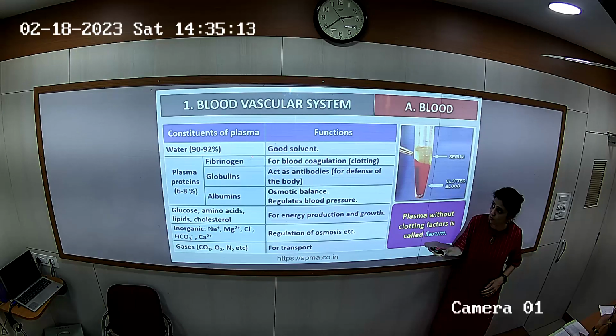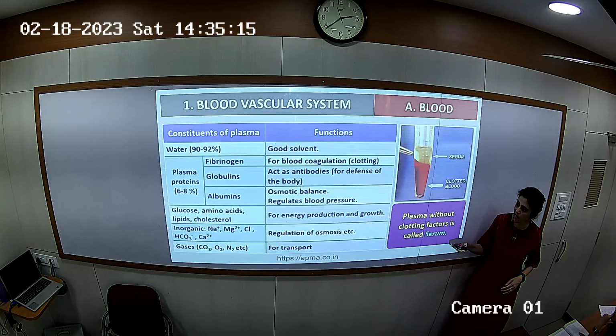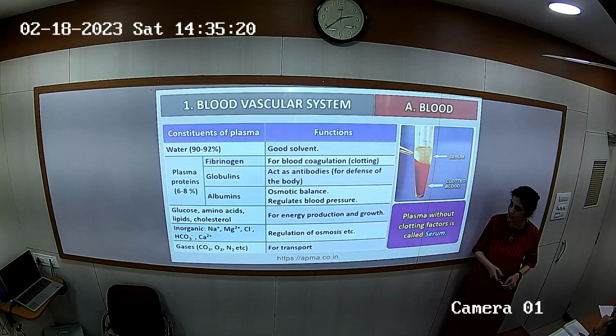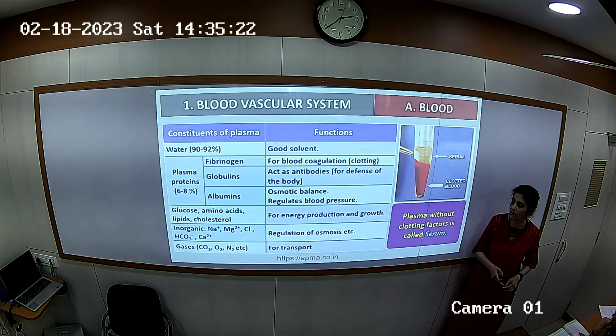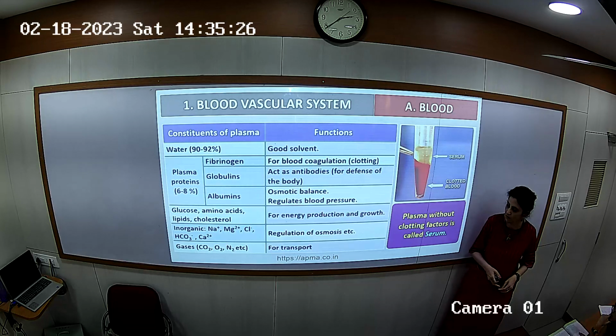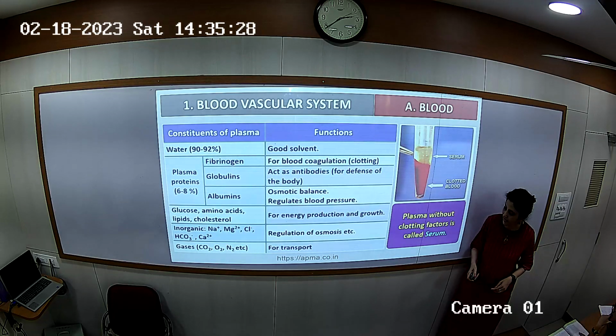90 to 92% water, it's a good solvent. Then plasma proteins: fibrinogen, globulin, albumin. Nutrients, inorganic ions like sodium, magnesium, chloride, bicarbonate, calcium, and gases.